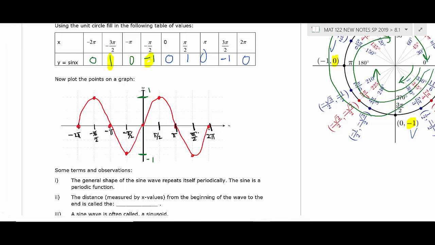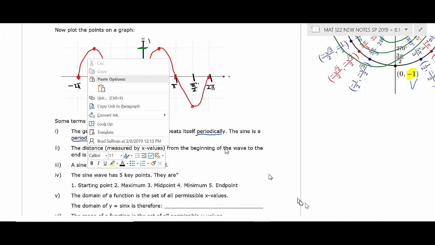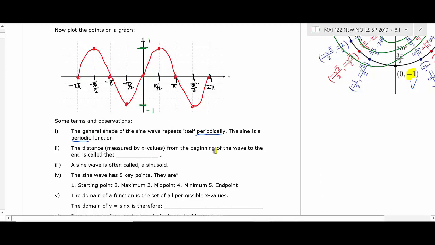That's a sine wave. So there are several definitions and things we want to look at here. The first thing is the general shape of the sine wave repeats itself periodically. You'll notice it's just going to repeat that over and over again. That's why we call the sine a periodic function, because it continues to repeat the same pattern. The reason it does is because of coterminal angles. As you go more and more laps around the circle, you just keep getting the same values over and over again.